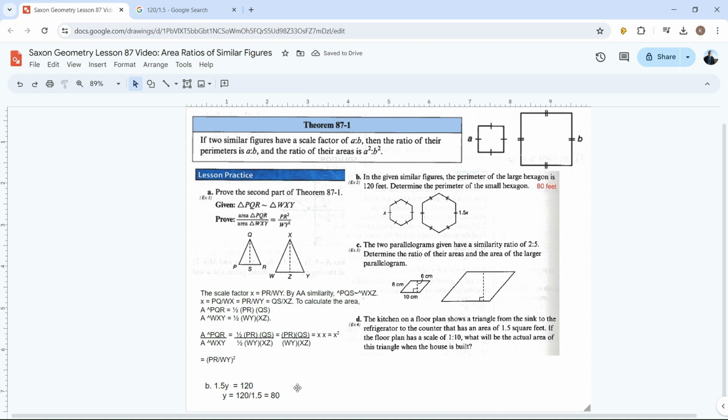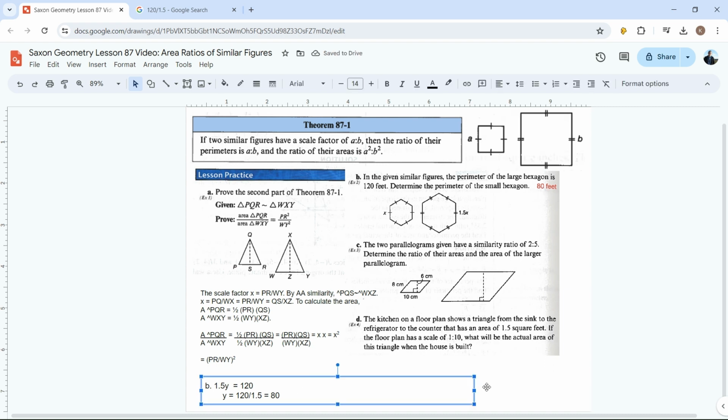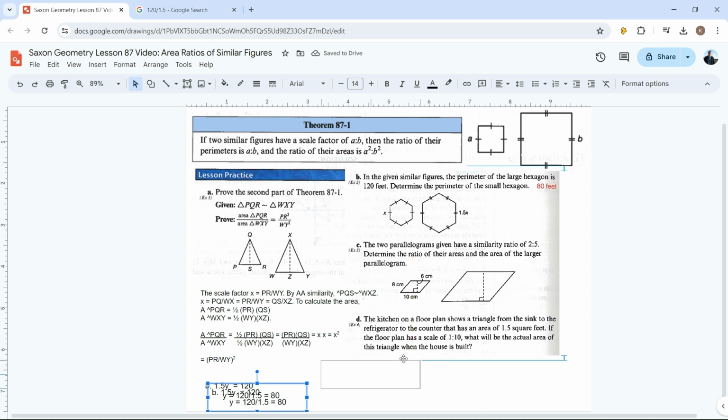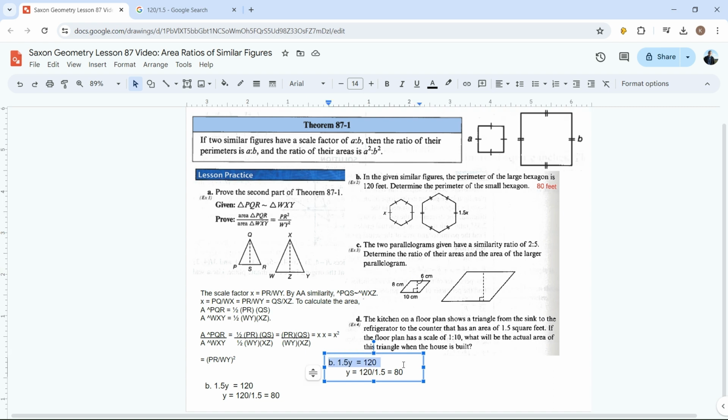All right, now we didn't use a square scale factor in that one because we were just dealing with perimeter. Let's see what happens with letter C. The two parallelograms given have a similarity ratio of 2 to 5. Determine the ratio of their areas and the area of the larger parallelogram. Okay, so if their similarity ratio is 2 to 5, I'm going to write it like any sane person in a math class would write a similarity ratio. Instead of 2 to 5, I'm going to put it 2 over 5.